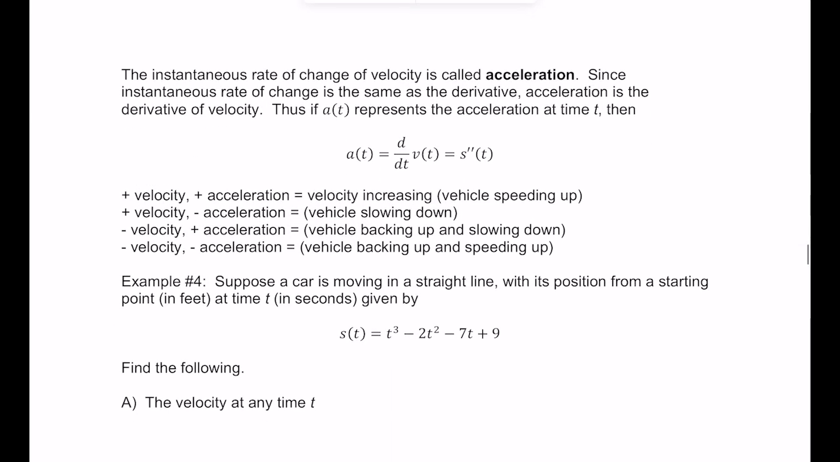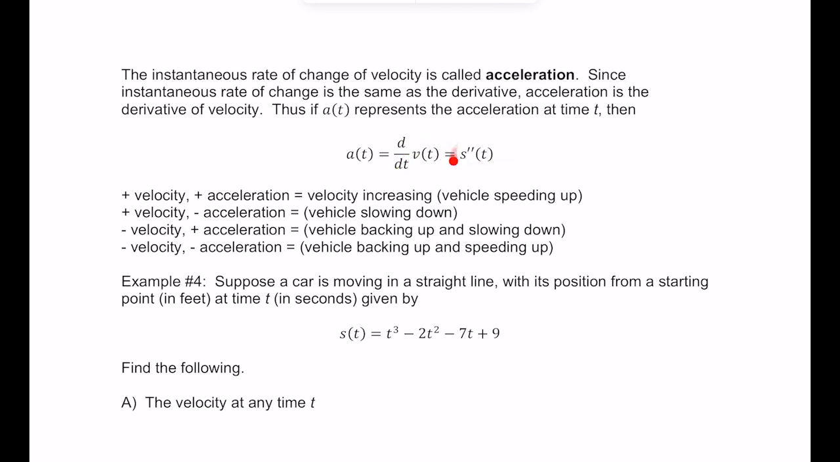The instantaneous rate of change of velocity is acceleration. So if I take the derivative of my velocity function, I get acceleration. Since instantaneous rate of change is the same as the derivative, acceleration is the derivative of velocity. So if a of t represents the acceleration at time t, then a of t is just the derivative of the velocity with respect to time.